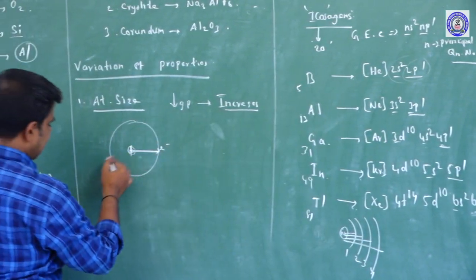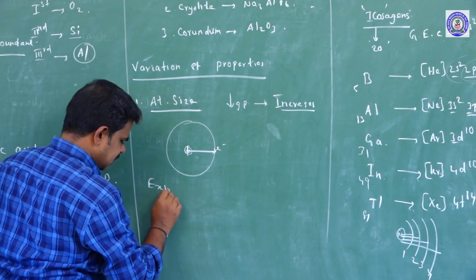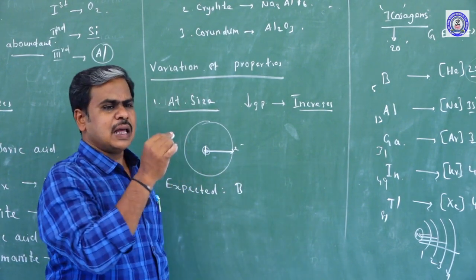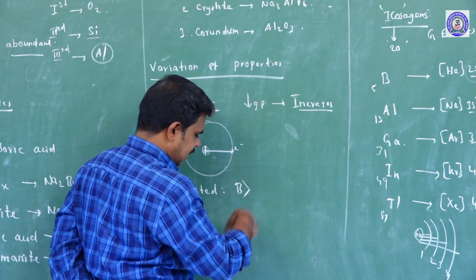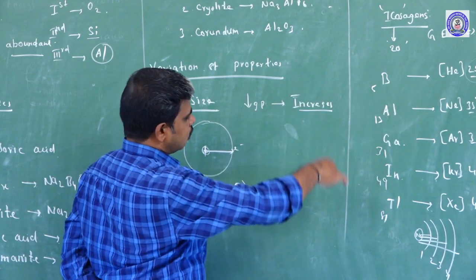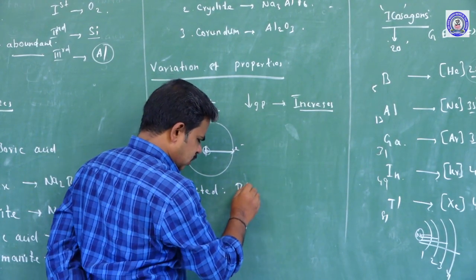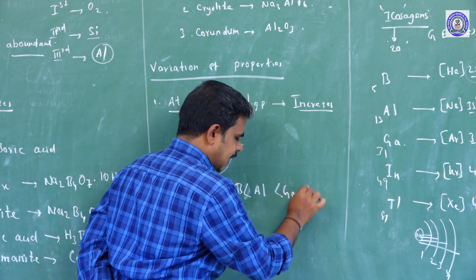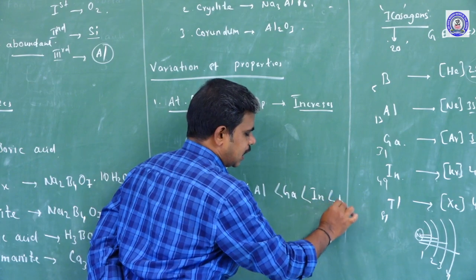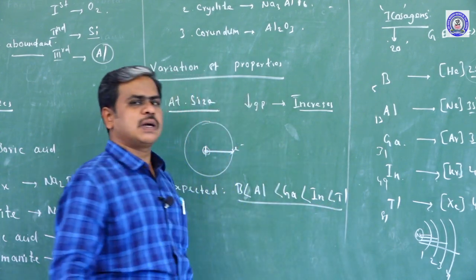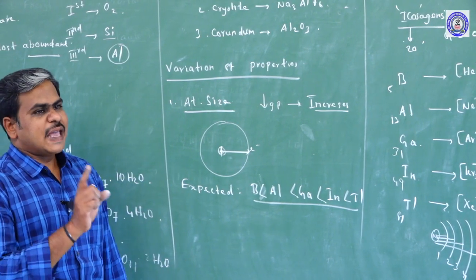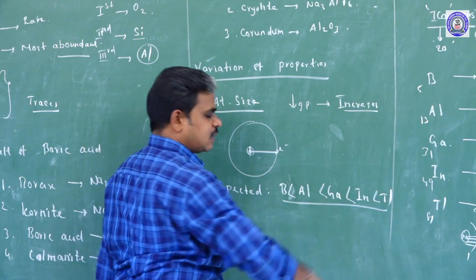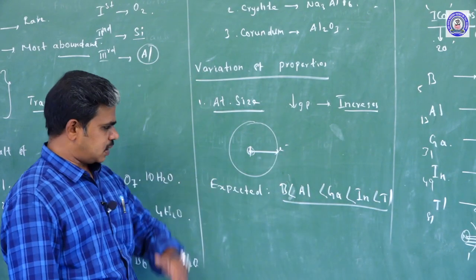So what do we expect? We expect boron to have the smallest size, and down the group atomic size increases, so thallium is the largest. So boron, aluminum, gallium, indium and thallium is the expected order. Expected order: atomic size increases down the group, so thallium is highest. But what will happen here?